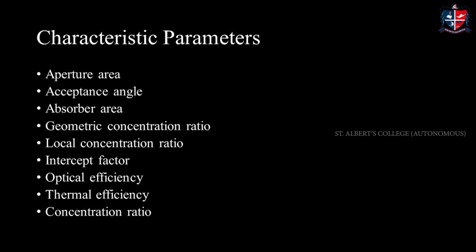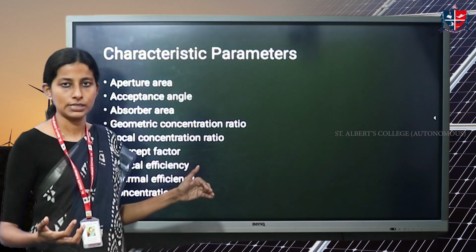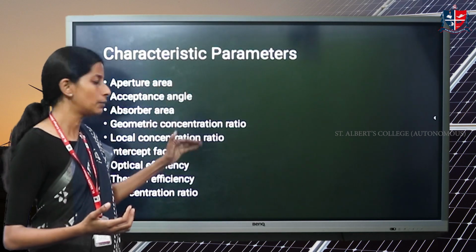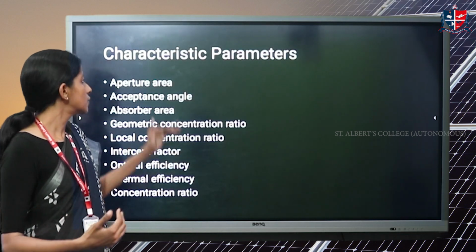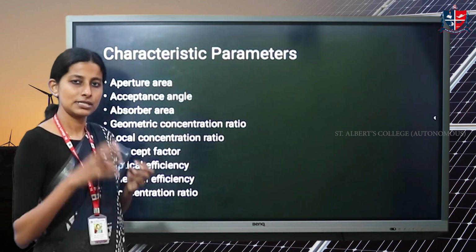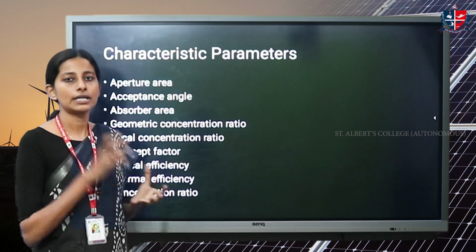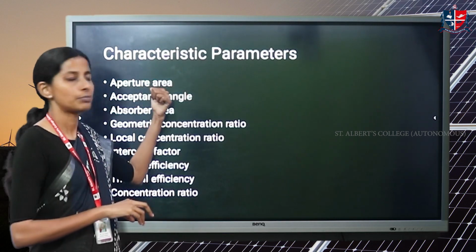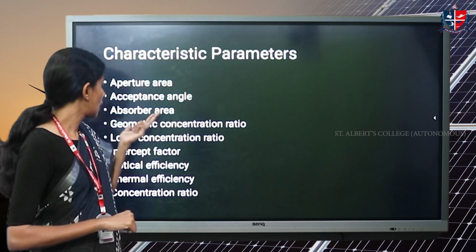Generally, when you speak about a solar concentrator, there are a few terms that always come into the picture. We may not be able to discuss all of these points, but the most important ones we shall discuss. These are called the characteristic parameters. These are the basic parameters which will be taken into consideration when you study a solar concentrator. One is the aperture area, there is acceptance angle, absorber area, concentration ratio.